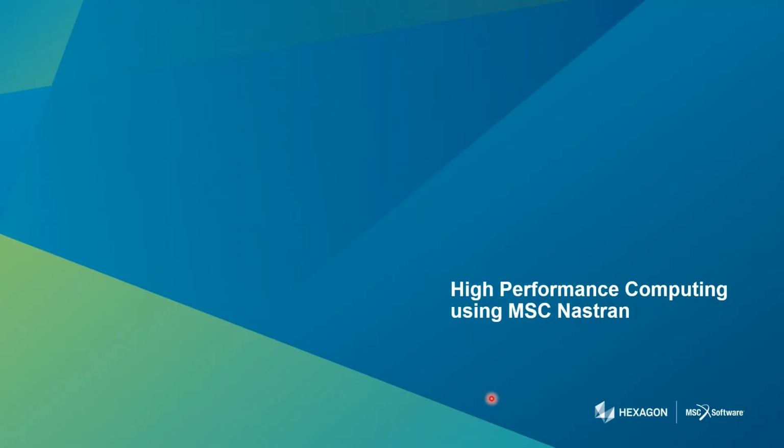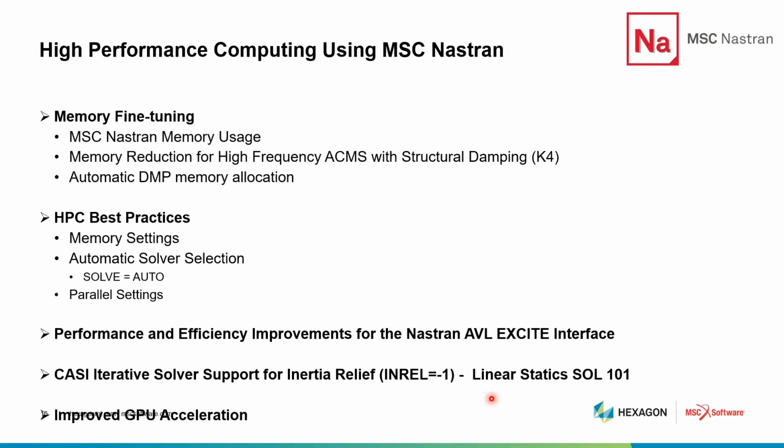Let's move on. Since we're talking about large models and everything, it's very tempting for me to talk about high performance computing using MSC Nastran. We'll go through some special tips and tricks first before I pass it on to Eric. We'll first go to memory fine tuning, where we will show how memory usage in MSC Nastran works, memory reduction for high frequency ACMS with structural damping, the K4 matrix, and then automatic DMP memory allocation as well.